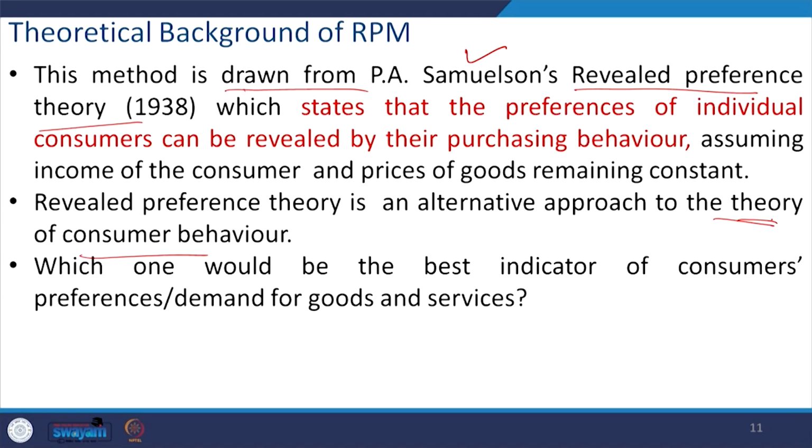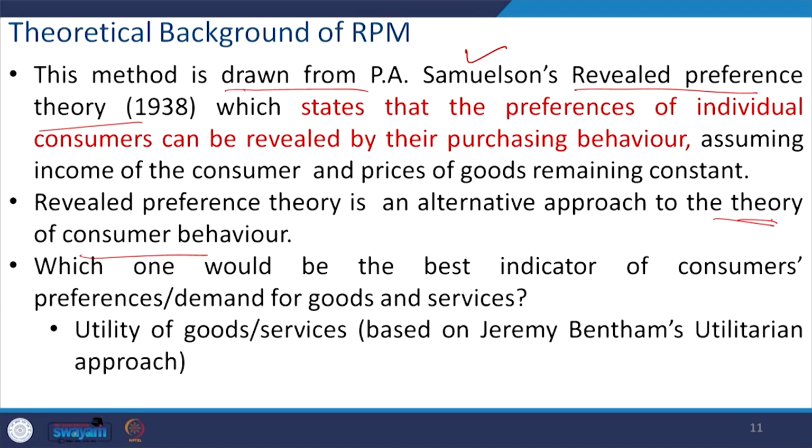Now, we can pose this question: which one would be the best indicator for consumers' preferences or demand for different goods and services? Is it the utility approach, where the demand for goods and services depends on the utility it is going to provide to the consumers, based on the logic of Jeremy Bentham's utilitarian approach? When a consumer says that a particular good has some utility, that is why he is demanding or using these goods and services.